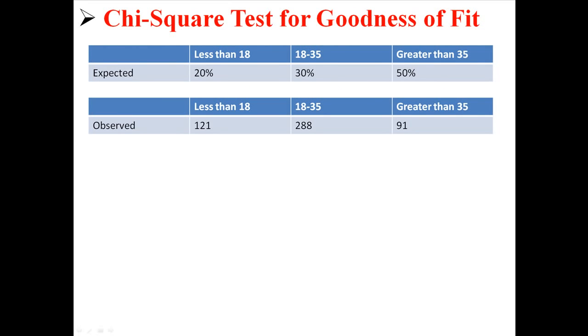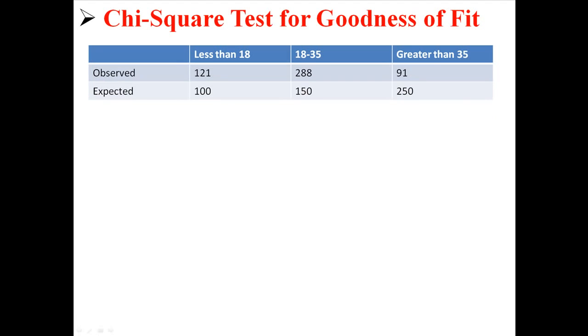So, we have our expected probabilities, and we have our actual observed values here. So based on these expected values, if we took a sample of 500, what would you expect the observed values to be? Well, if you expected 20% of those 500 people to be less than 18, you'd expect 100 to be less than 18. You'd expect 150 to be between 18 and 35, and you'd expect 250 to be greater than 35. So now we have what actually occurred in our sample of 500 and what we would have expected to have occurred in our sample of 500.